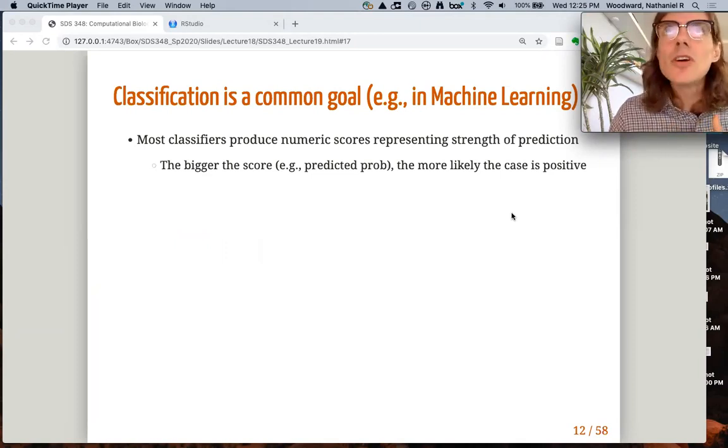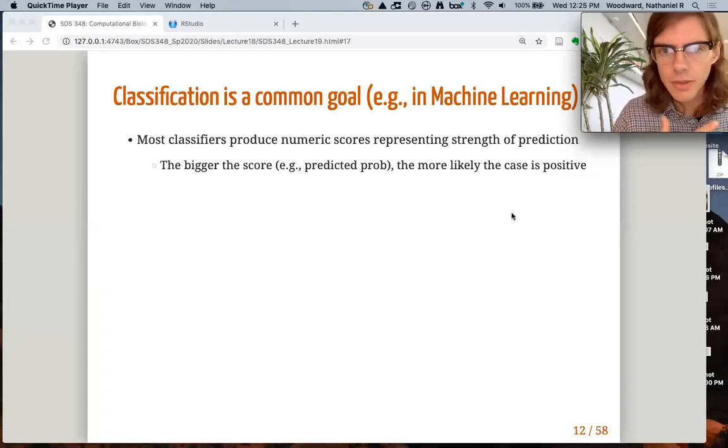So classifiers, no matter what kind of classifier you're using, and you can think of logistic regression as a classifier, are going to produce some kind of numeric index of how strong the prediction is. So logistic regression is great. It produces a predicted probability, or a predicted odds or a predicted log odds, but they're all the same quantity, just on a different scale, right? So you could interpret any of those three as indexing how strong the prediction is.